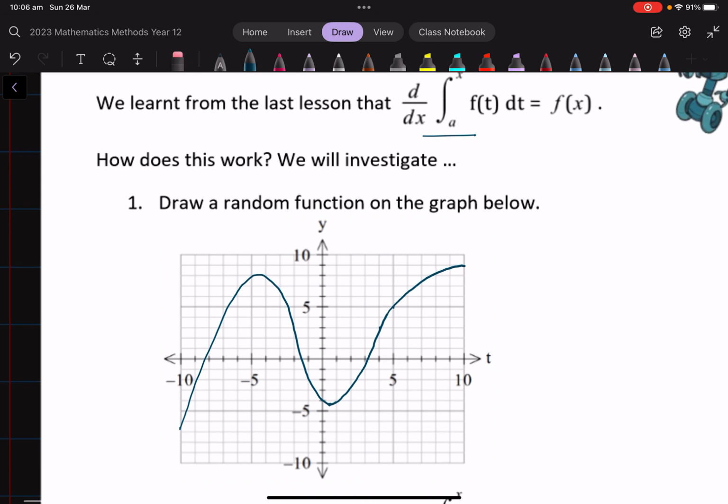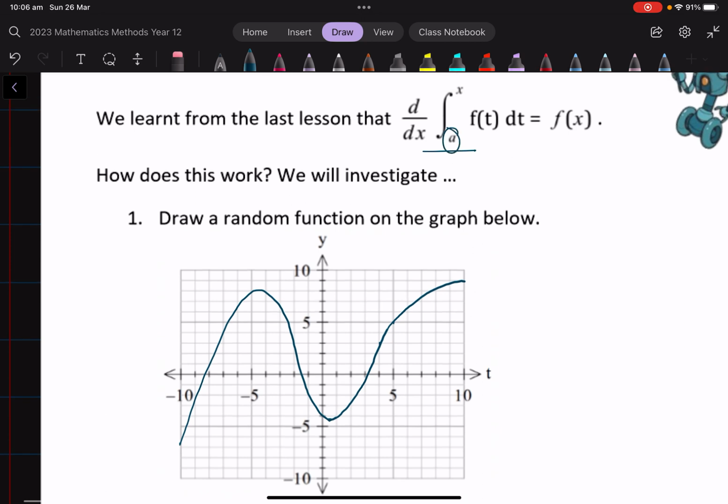What I would like you to do on this first page is draw a random function on the graph below. I've drawn mine in, and it looks a bit like this. To get an idea of how an area function works, the lower limit is the starting point, so that could be about there. And the x on the top is anywhere to the right of a, and it could be as early as -5, it could be anywhere. As we're filling it in from left to right, imagine it's filling up with water or sand. I'm trying to shade it in from left to right. This is how the area function is being calculated.